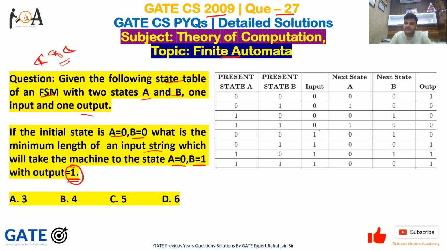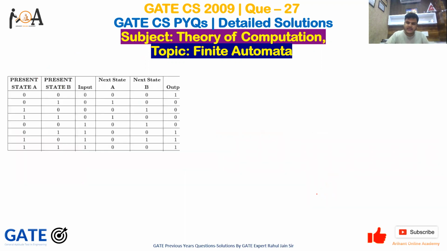The transition table for the finite state machine is given to us. You can see the present state for A and B is given, the input is given, and we have output associated with each transition. So in one way we can create a Moore machine, and we can also create a Mealy machine to solve this problem. Okay, so let's see that our starting state is 0 0.